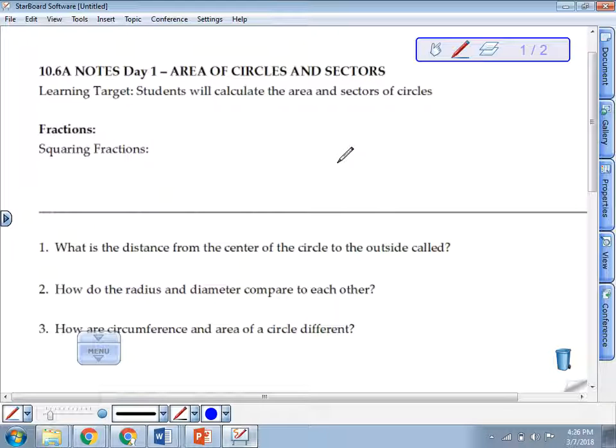Welcome to the section on finding area of circles and sectors. And that is our goal. I want you guys to be able to calculate the area and sector of circles.